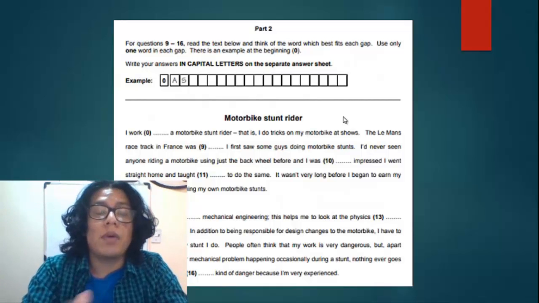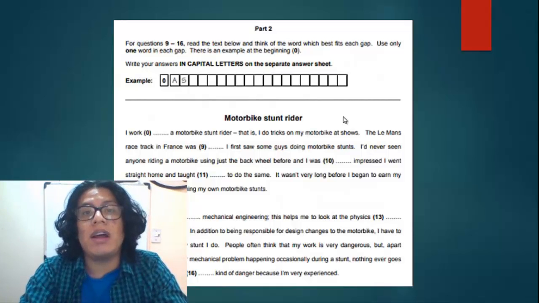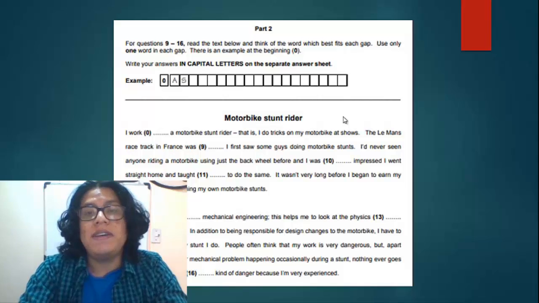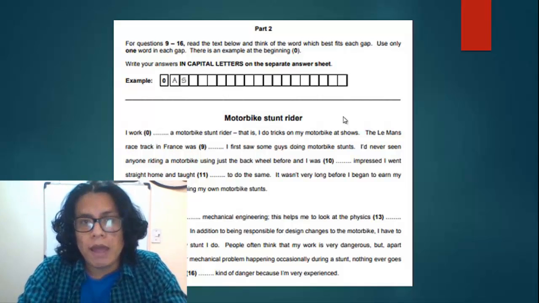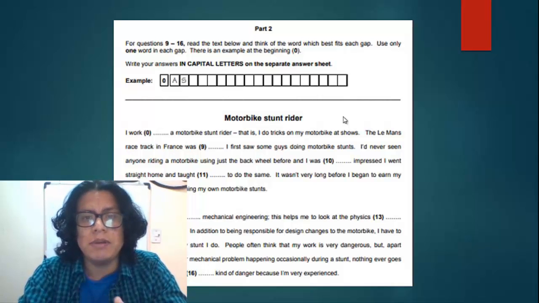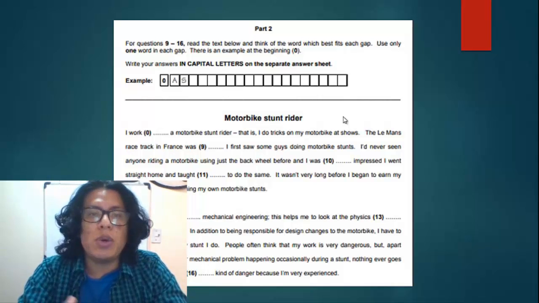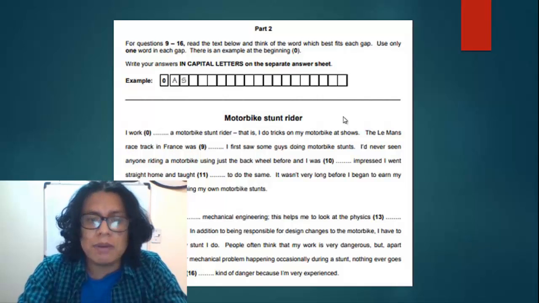For questions 9 to 16, read the text below and think of the word which best fits each gap. Use only one word in each gap. As we can see here, part number 2 is similar to part number 1, but in this case we have to think about the answer.